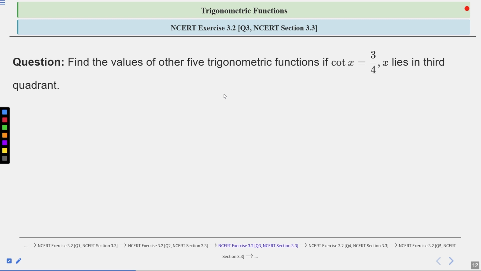So how can we attempt this? Cot x is given as 3 by 4, right? And x is lying in the third quadrant. Now we know that in the third quadrant, cot x is positive, sin x is negative and cos x is negative, right? So we can easily calculate other trigonometric functions by using cot x equal to 3 by 4, right? Now again you have some time to solve or think about this question. After that we will move to the solution part, right?